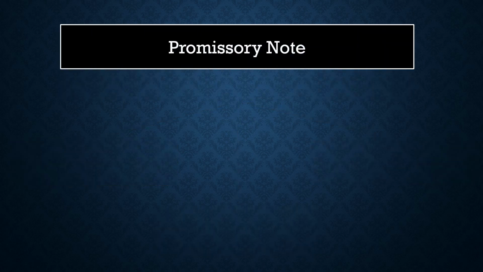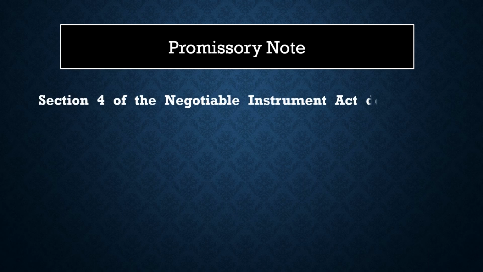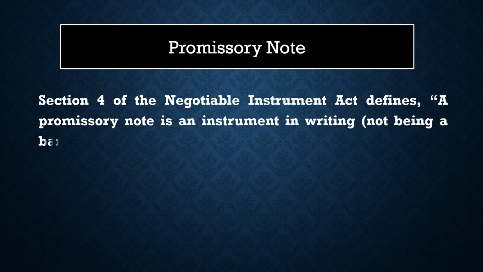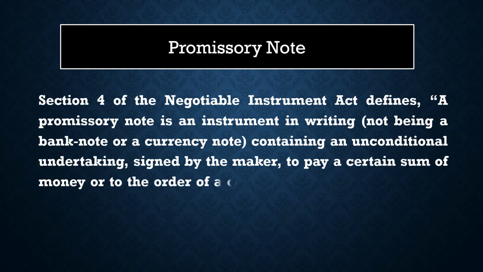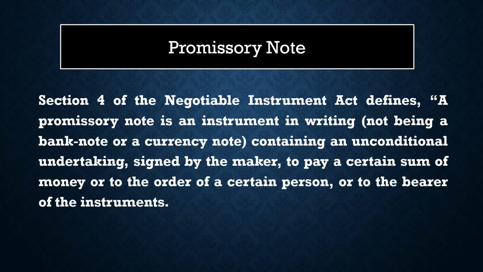Now we will see the definition of promissory note. According to section 4 of the Negotiable Instrument Act, a promissory note is an instrument in writing, not being a bank note or a currency note, containing an unconditional undertaking signed by the maker to pay a certain sum of money, or to the order of a certain person, or to the bearer of the instrument. Here you should focus on three things. The first one is, it is an unconditional undertaking signed by the maker to pay a certain sum of money, a fixed money, to a certain person or to the bearer.